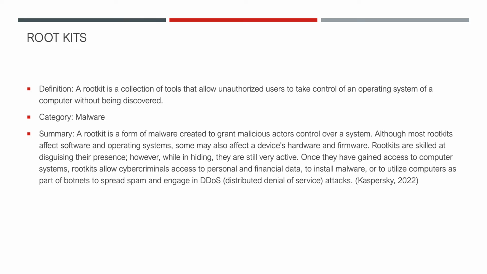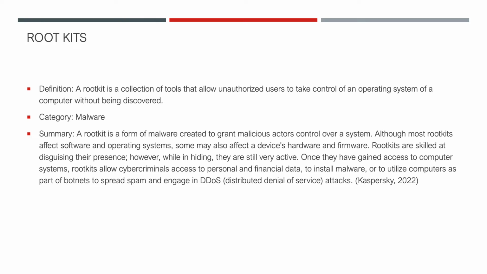Rootkits. A rootkit is a collection of tools that allow unauthorized users to take control of an operating system of a computer without being discovered. It is a type of malware. A rootkit is created to grant malicious actors control over a system. That's the whole point of a rootkit. Although most rootkits affect software and operating systems, some may also affect a device's hardware and firmware.